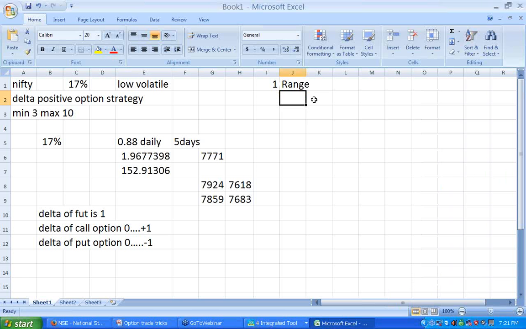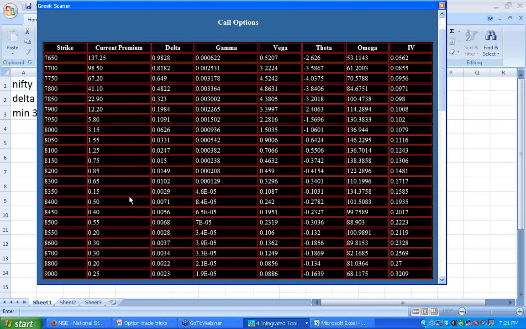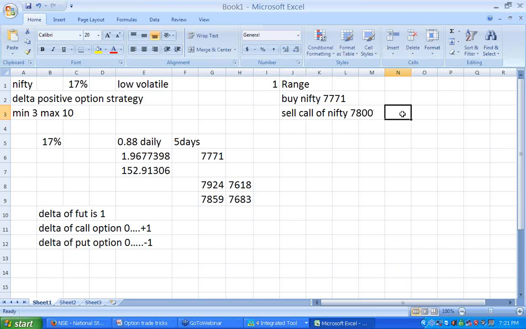Since I am in the last part of the market, there is nothing wrong if I do it in this order: buy Nifty at 7771 and sell the 7800 call option of Nifty at a price of 41. Then estimate the delta and accordingly you can hedge.